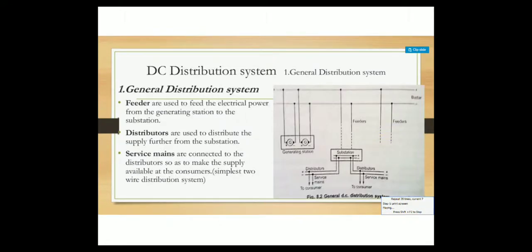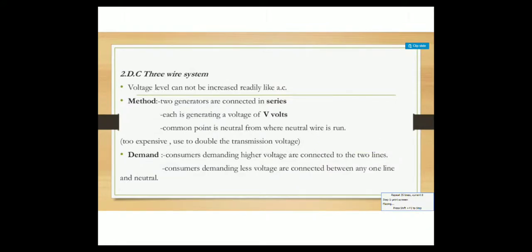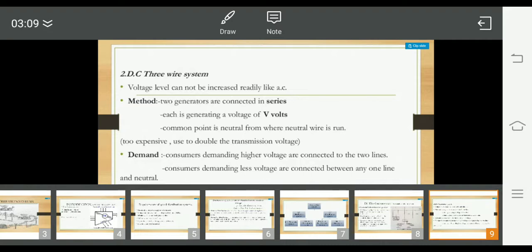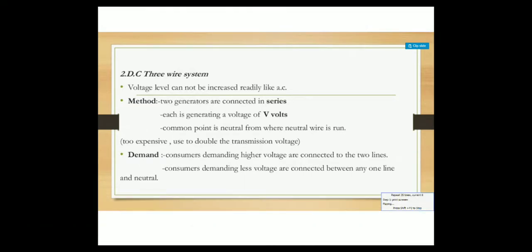Now coming to the classification of DC distribution system, there will be two types: DC two-wire distribution system and DC three-wire distribution system. DC two-wire consists of only two wires, one positive and another negative, where the positive wire will start from the source to the load and the negative wire will start from the load to the source again.